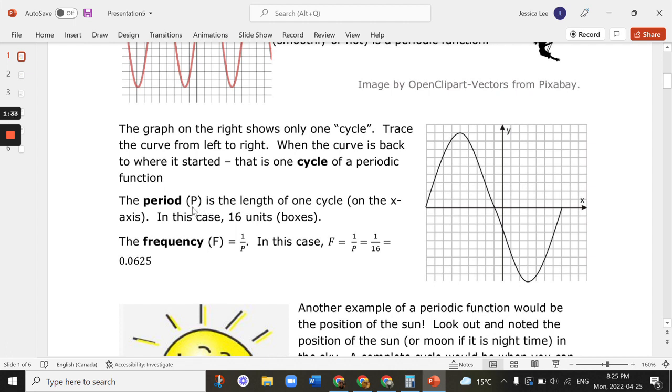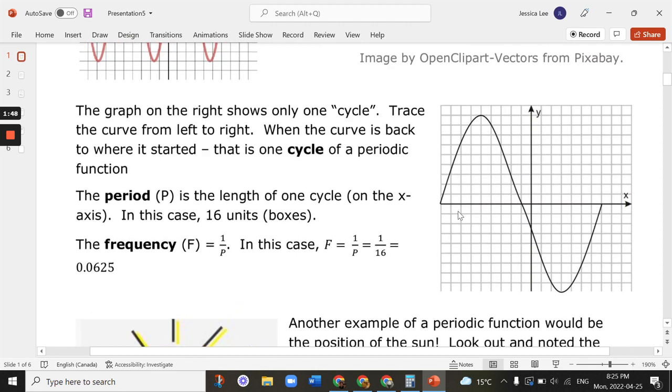The period, represented by the letter P, is the length of one cycle and is always on the x-axis. And in the video, you sometimes will hear me refer to the period as how far did it go. Because if you go from the start to the end, right, 1, 2, 3, 4, 5, 6, 7, 8, 9, 10, 11, 12, 13, 14, 15, 16. So 16 units in total from the beginning to the end, so this period is 16.